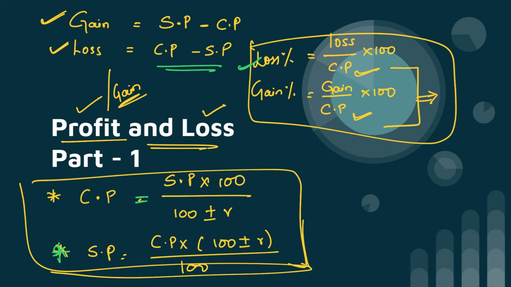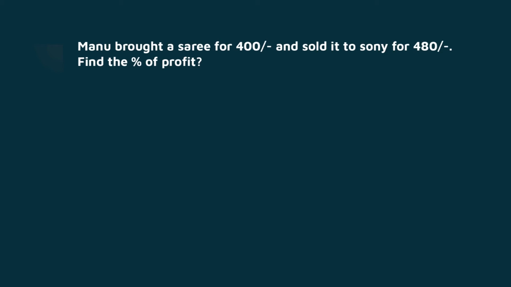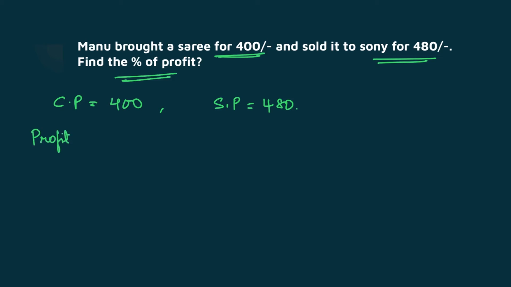Now let's solve the problems. Manu bought a sari for 400 rupees and he sold it to Sony for 480 rupees. Find the percentage of profit. So here Manu bought a sari for 400 rupees, that becomes the cost price, 400, and he sold it to Sony for 480 rupees, and that becomes the selling price. Now we have to find the profit. Profit is nothing but selling price minus cost price, that is 480 minus 400, which is equal to 80.